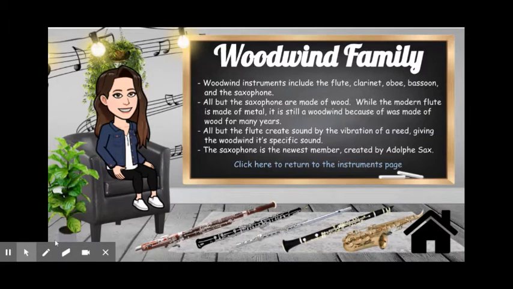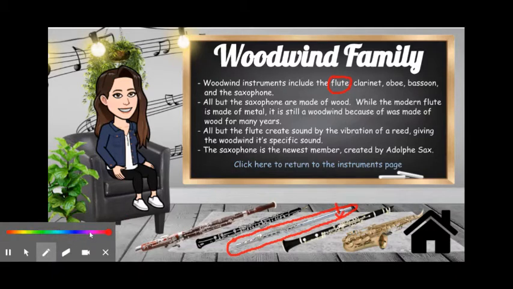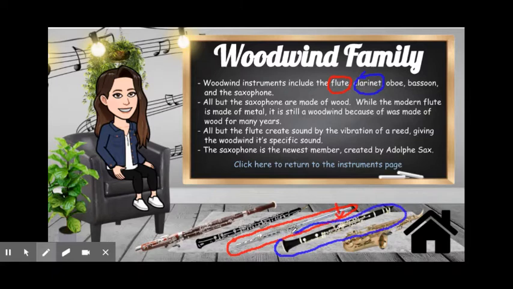Let's take a look at the different instruments we see here on the ground. First, we have the flute, which is long, silver, and made of metal. Even though it doesn't have a reed, when you blow air over the hole, it still creates that same vibration, which means it's still a member of the woodwind family. Next, we have the clarinet, which is long, black, and made of wood. The clarinet has keys that are made of metal, and it has a reed at the top. The reed is what vibrates, giving it that sound.